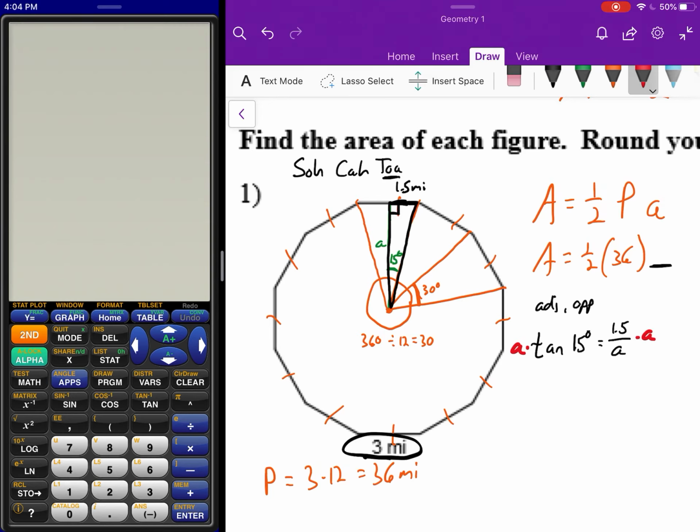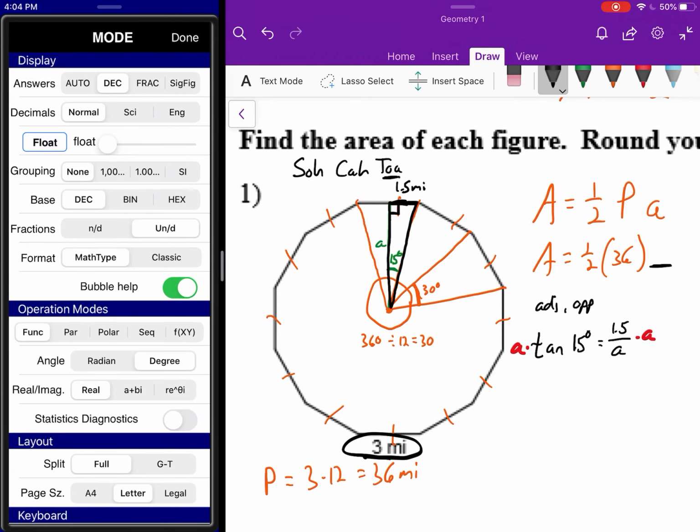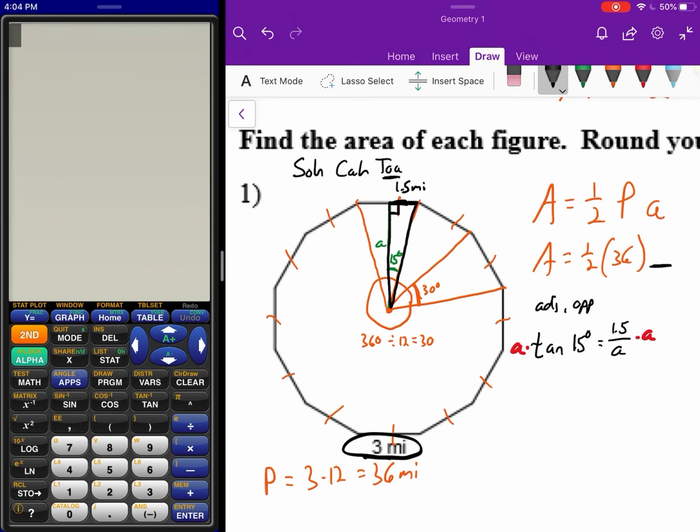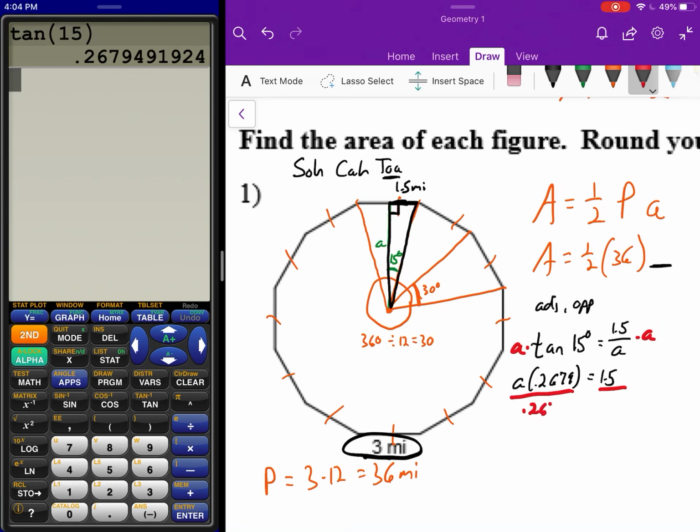We can multiply both sides by a, because we need that in the numerator. And tangent of 15, make sure our calculator is in degrees, and it is. So tangent of 15, so this is a times 0.2679 equals 1.5, and we'll divide both sides by that value.